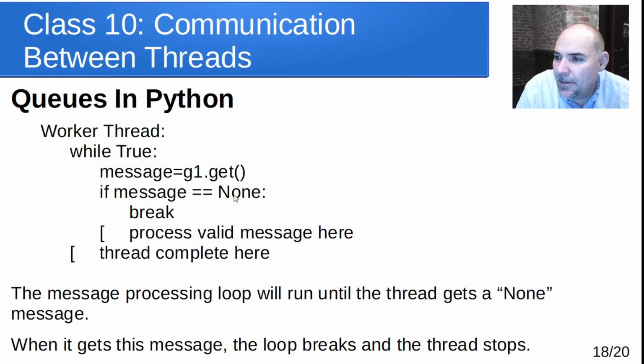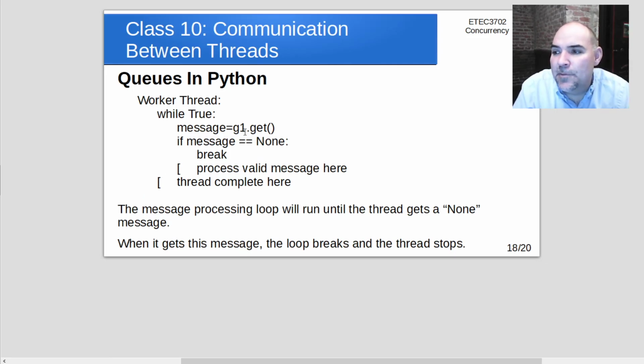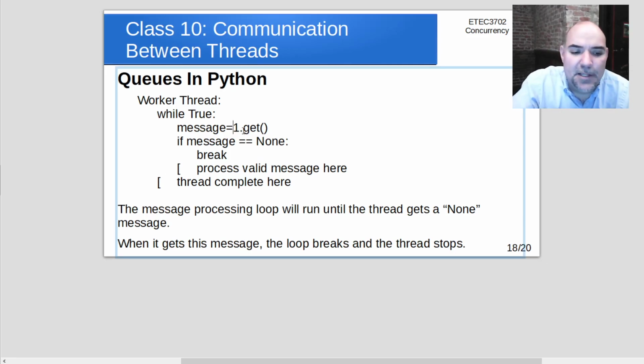If we ever get none, we quit. This thread exits. So this thread will run forever until it gets this special sentinel value of None. So the message processing loop will run forever, or until somebody puts None in the queue and it gets None out of that queue. And let me fix one thing here. I suppose it should be Q1 to match the rest of the stuff. I don't know why it says G1.